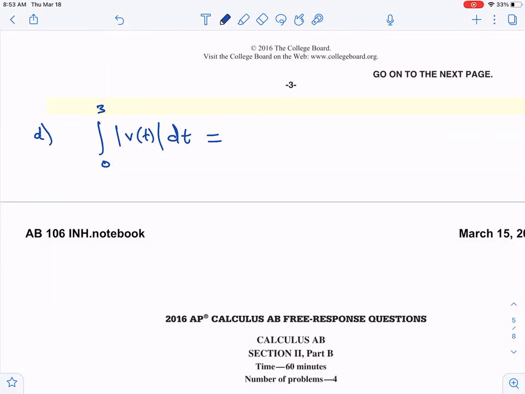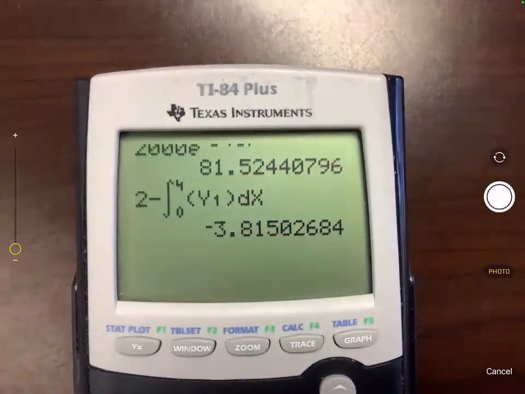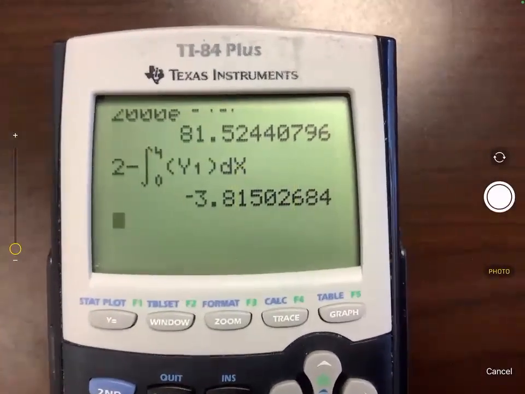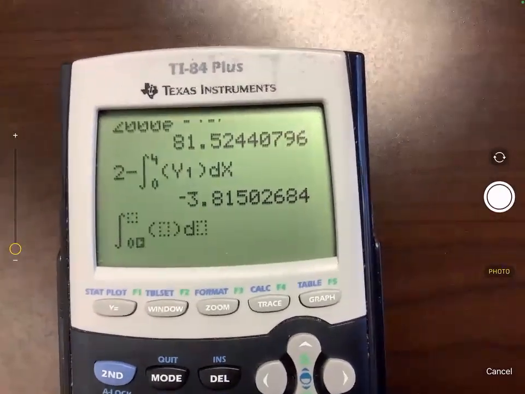Okay? So my calculator, I hope you guys are practicing the calculator skills that I'm doing here as well. I want to bring up the definite integral. Now I'm going from 0 to 3.